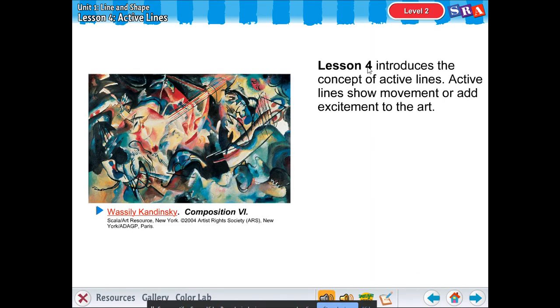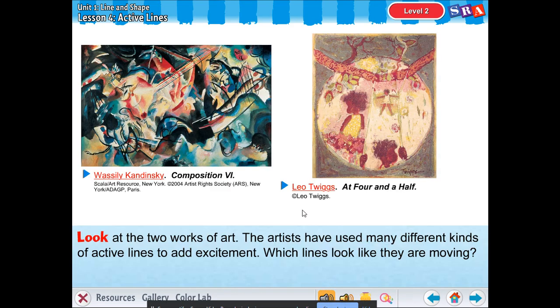All right. Lesson 4, really week 4, introduces the concept of active lines. So when you take your quiz today, you're going to be focusing on what active lines are and what active lines do. Active lines show movement or add excitement to the art. So let's look at these two works of art. The artists have used many different kinds of active lines to create excitement. Which lines look like they are moving? Let's check it out.